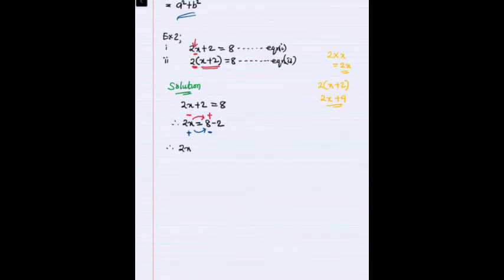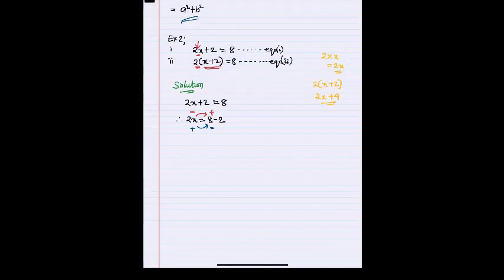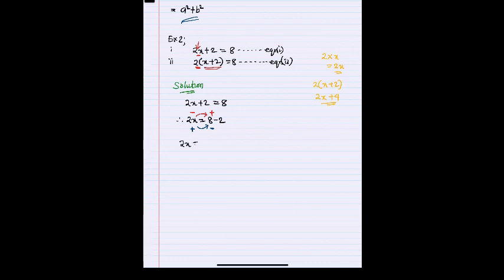We have 2x. Let me go back to the question. 2x equal to 8 minus 2. Now let me put it down again. We have 2x equal to 8 minus 2. Now from here, our unknown is x. Okay, let's simplify further. So we have 2x will be equal to 6.